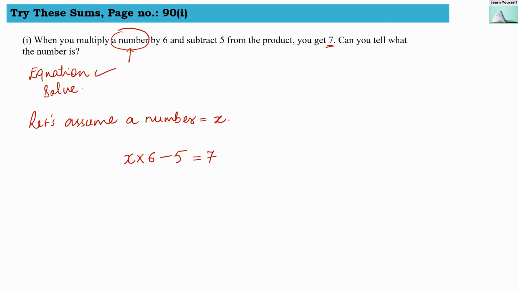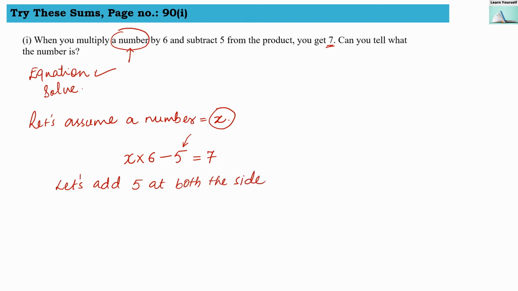Now this is our equation. Can you tell what the number is? So we have to find out x. What will be the value of x? So first let us separate the variable and then we will find out what x is. So to separate the variable, first we have to remove this 5. It is minus, so we have to add plus 5 at both the sides.